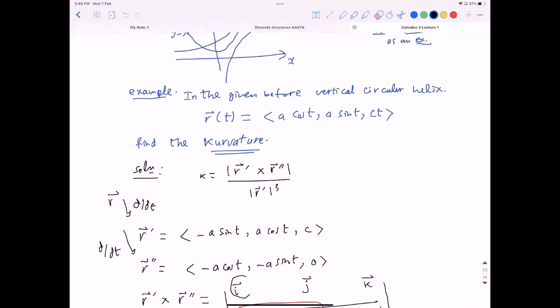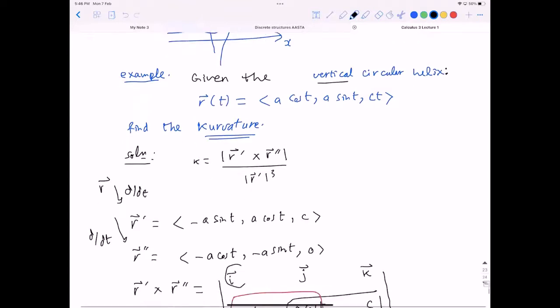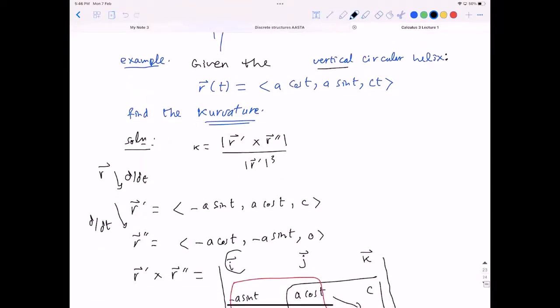Okay, this is the example we have before. Given the vertical circular helix, vertical because it's along Z, it is the same example we have before. The circle is in the XY direction, and it moves up or down in the Z direction. Find the curvature. What is the best way to do here if you are given a curve?